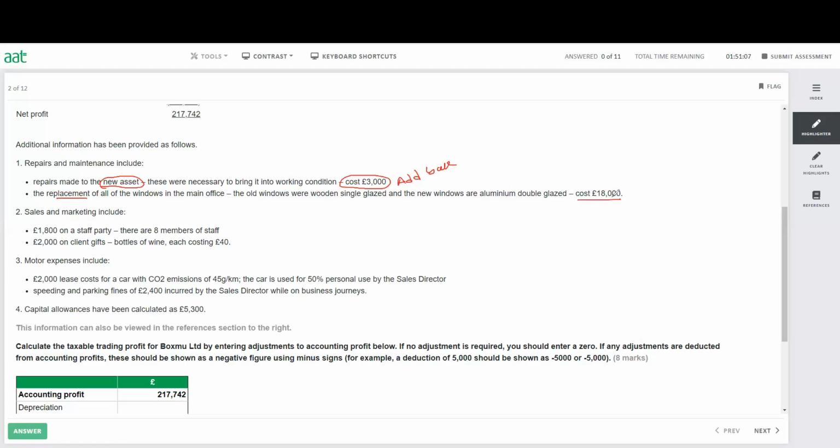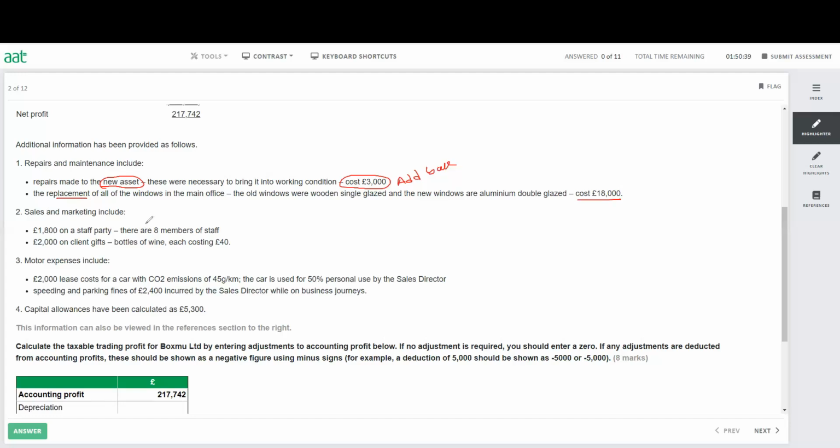Remember that if there is an improvement, for example, if you have a flat or a house that was before 2-bedroom, and now you make it 3-bedroom, so basically you make some improvement, and because of the improvement, the value of the asset goes up. If this is the case, it will be capital expenditure and it will not be allowable. But a replacement normally is allowable expenditure.